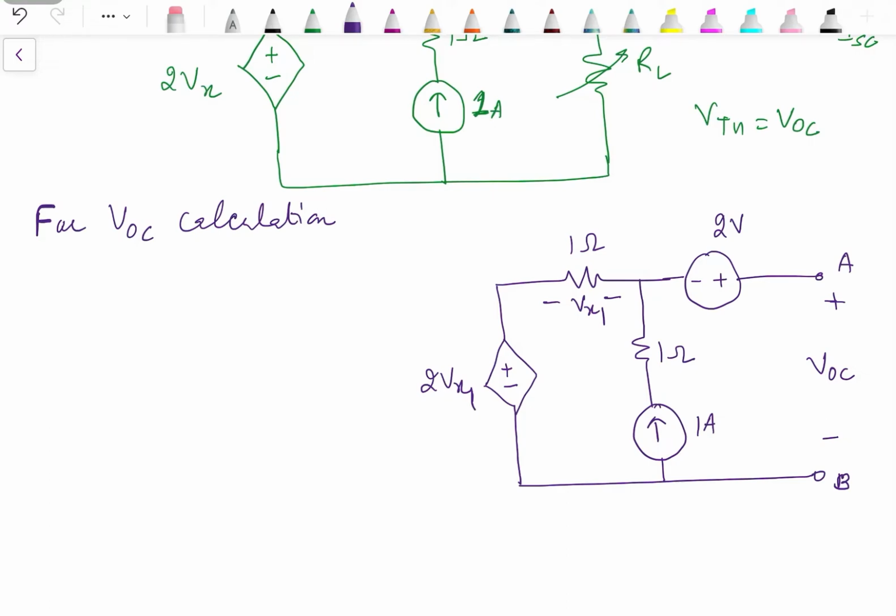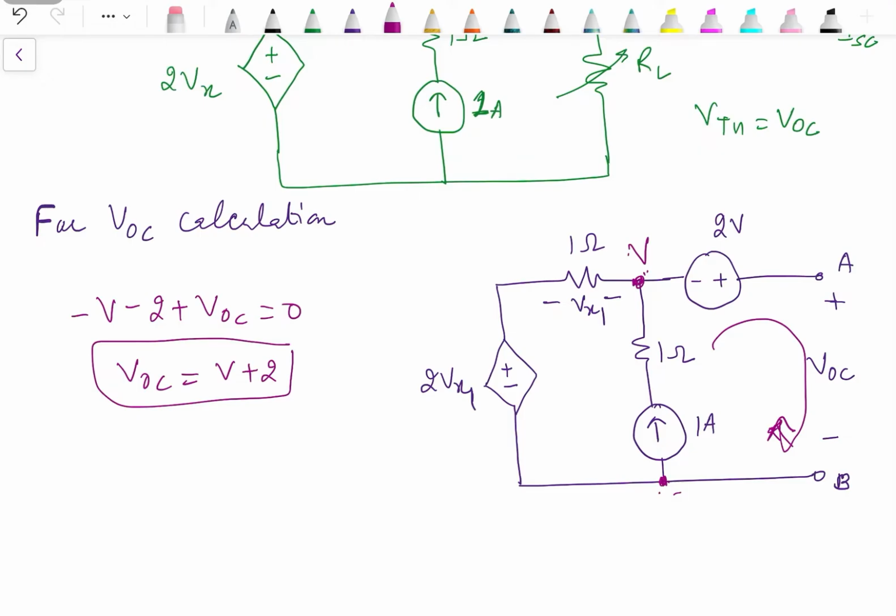Now how can we find out VOC? If we know the voltage across this branch, then we can apply KVL in this loop. Let's say this voltage is V. Then we can say this terminal is negative and this one is positive. So we have minus V minus 2 plus VOC equal to 0. So VOC is equal to V plus 2. So we need the value of voltage V. Now how to find out voltage V? That can be found by applying KCL over here. Now for KCL, from this side 1 ampere current is incoming.